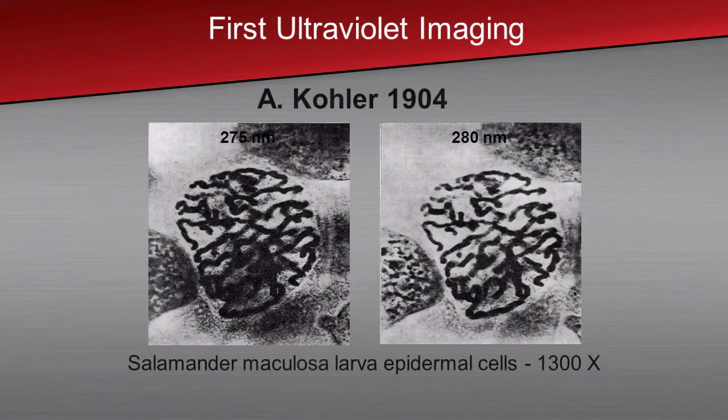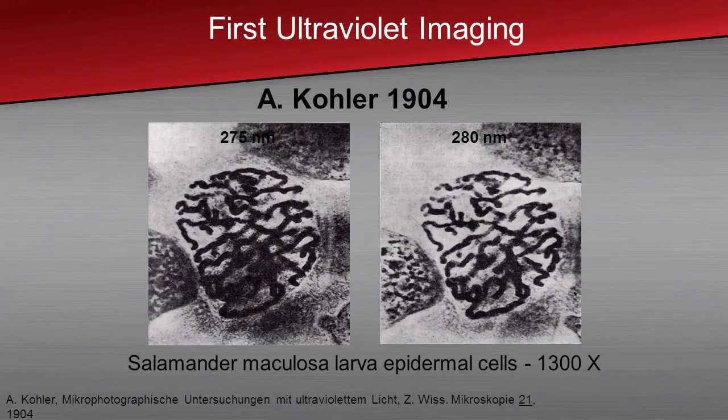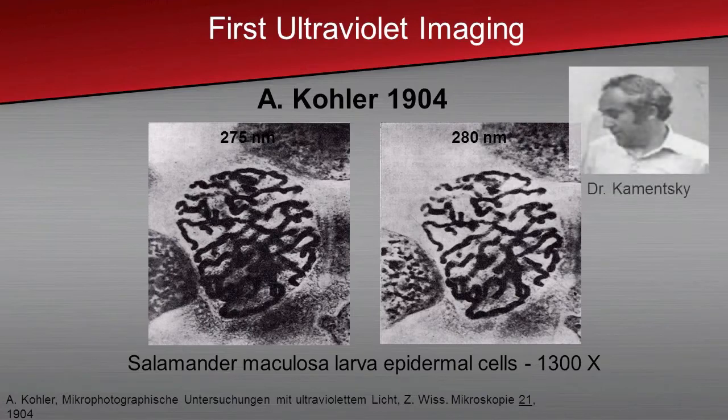In 1904, Coulter published photographs of epidermal cells of salamander larvae using UV illumination to show the distribution of DNA and cellular proteins. These are really the first publications of what the DNA distribution and the protein distributions in cells may look like. So this is really the first demonstration of cytometry.